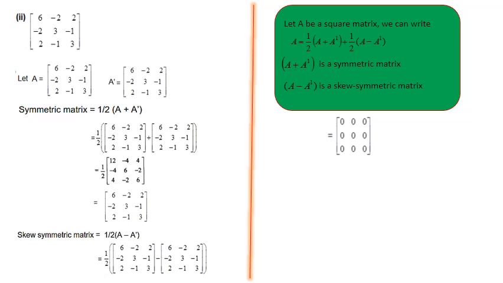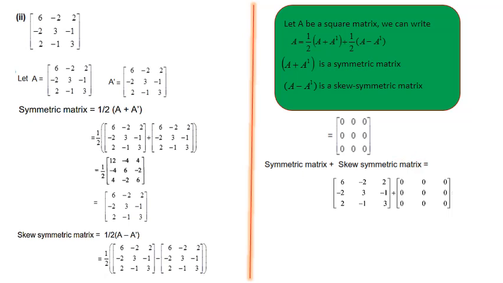0 matrix, that is 6 minus 6 is 0, minus 2 minus 2, that is plus 2, that is 0. So all terms will be 0. When you multiply 1 by 2 with a 0 matrix, you will get a 0 matrix. You have to add the symmetric matrix and the skew symmetric matrix. Just add it. The symmetric matrix is here, skew symmetric is here. When you add it, you will get the answer 6, minus 2, 2; minus 2, 3, minus 1; 2, minus 1, 3. That is our given matrix, that is A.